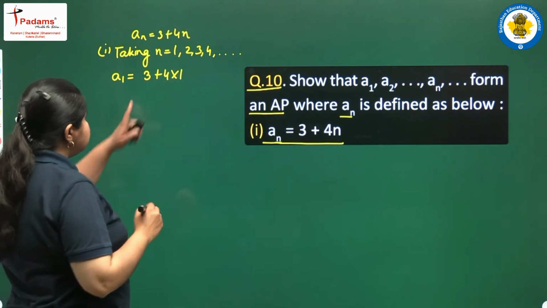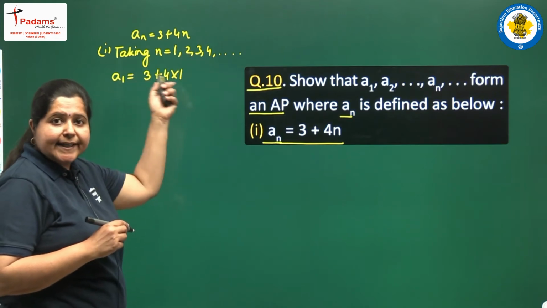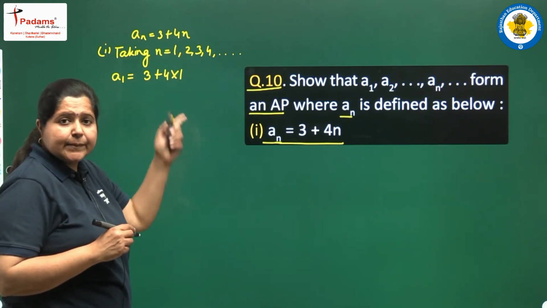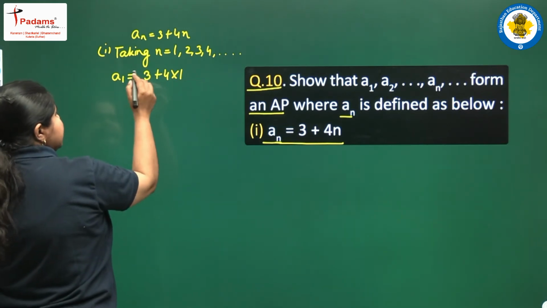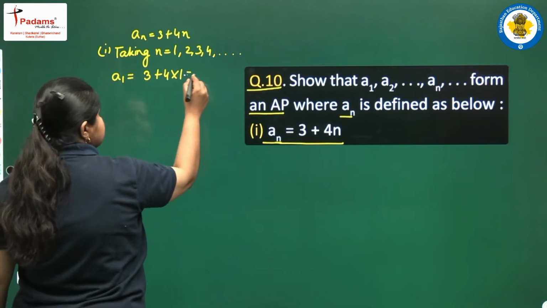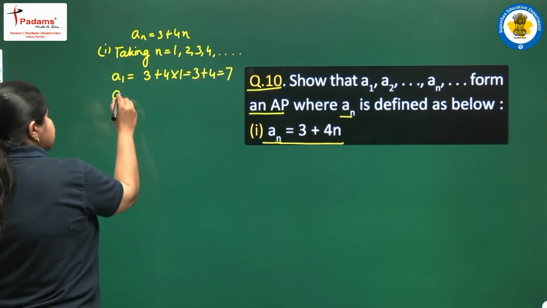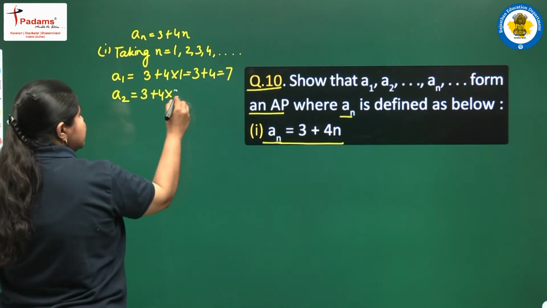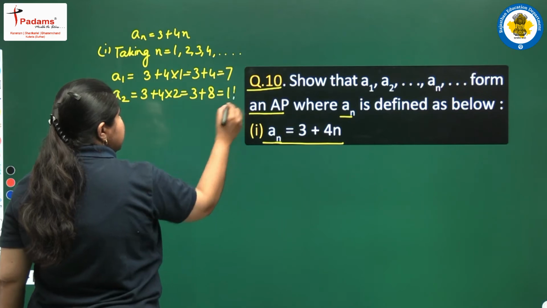तो n की जगह हम जब 1 लेंगे तो हमें फर्स्ट टर्म मिलेगी, n की जगह 2 रखेंगे तो सेकेंड टर्म मिलेगी, n की जगह 3 रखेंगे तो थर्ड टर्म, इसी तरह से हमें सभी टर्म्स इसकी मिल जाएंगी. So by taking n equal to 1 we get 3 plus 4 into 1. पहले मल्टीप्लाई करेंगे बाद में प्लस करेंगे. This will be 3 plus 4 equal to 7. Then A2, this will be 3 plus 4 into 2. This will be 3 plus 4 2s are 8, it will be 11.